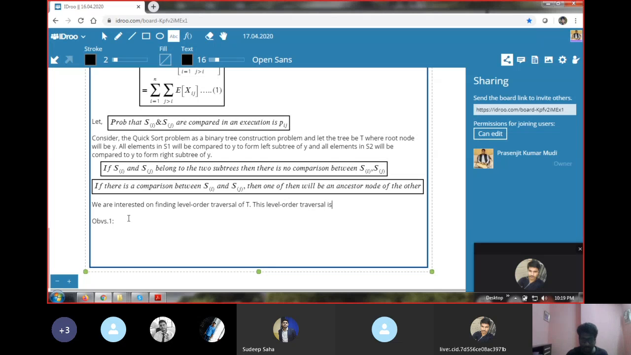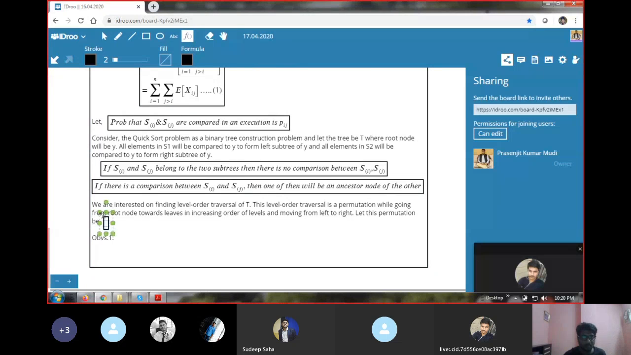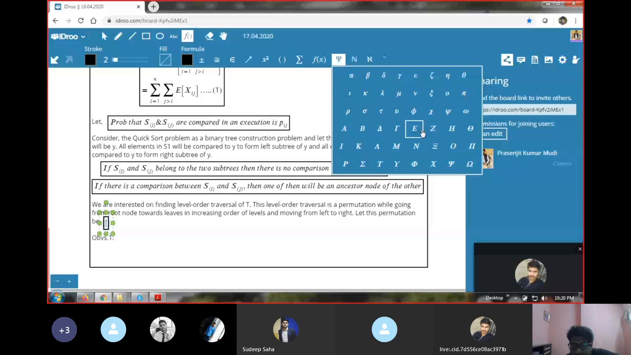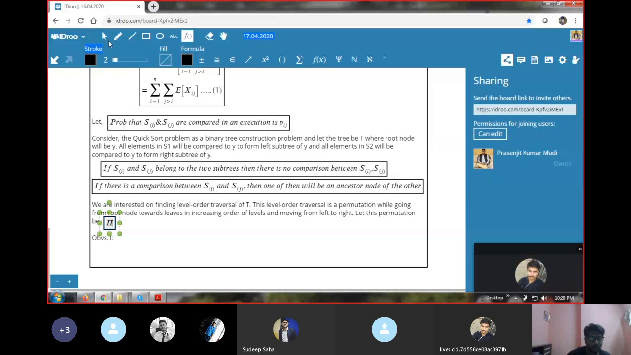Traversal, okay, is a permutation while going from root node towards leaves, in increasing order of levels, moving from left to right. This permutation B, okay.